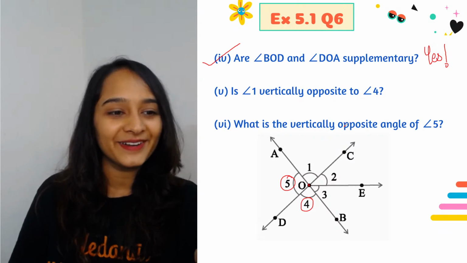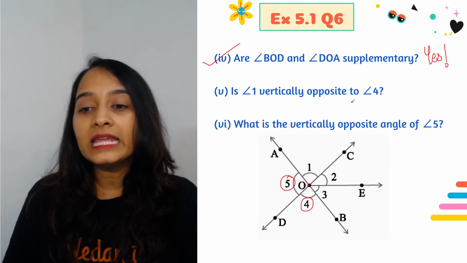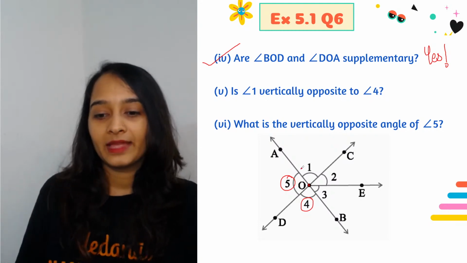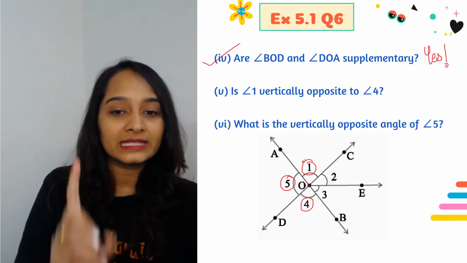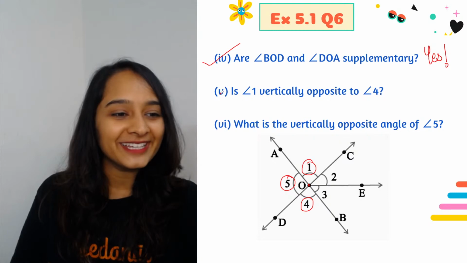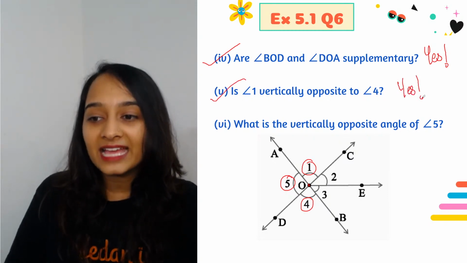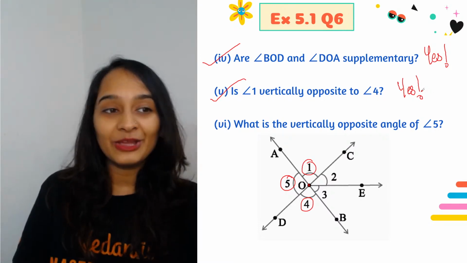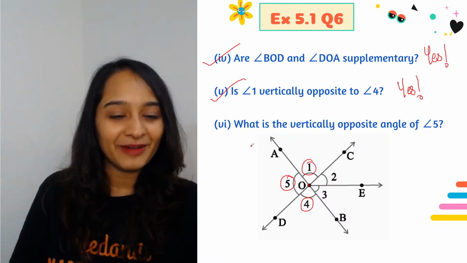Awesome. Next question. Is angle 1 vertically opposite to angle 4? Angle 1 and 4, are they vertically opposite angles? Yes or no? Mona Lisa got it right again. Awesome. The answer is yes, they are vertically opposite to each other. Very good, everybody.